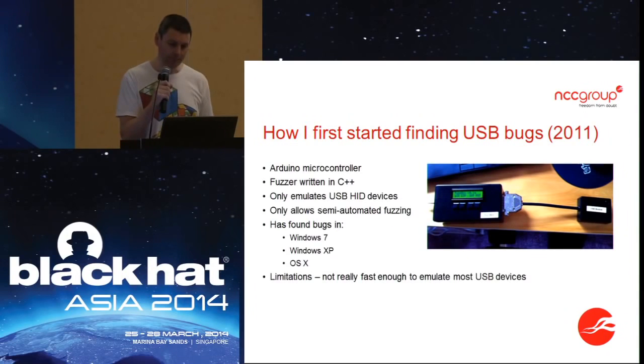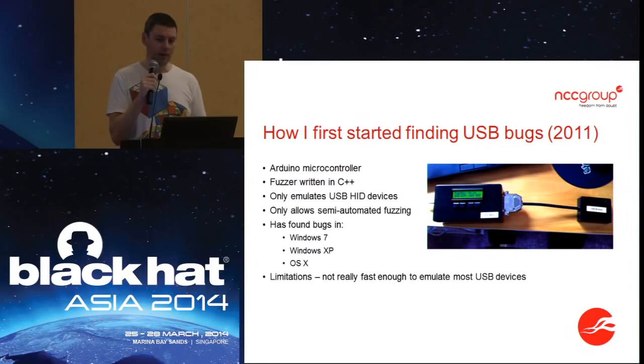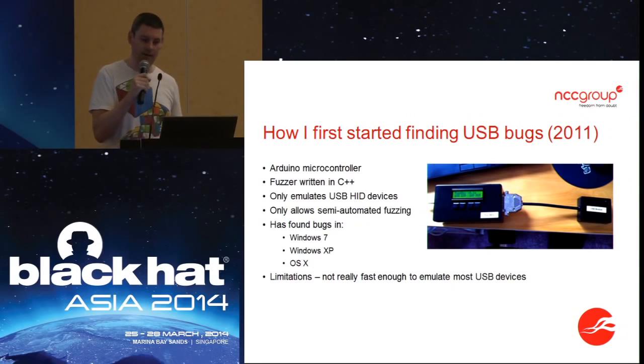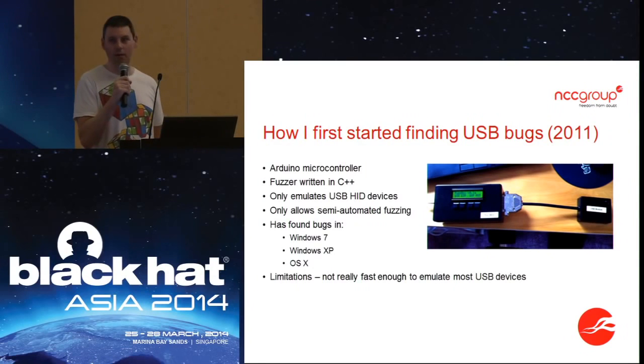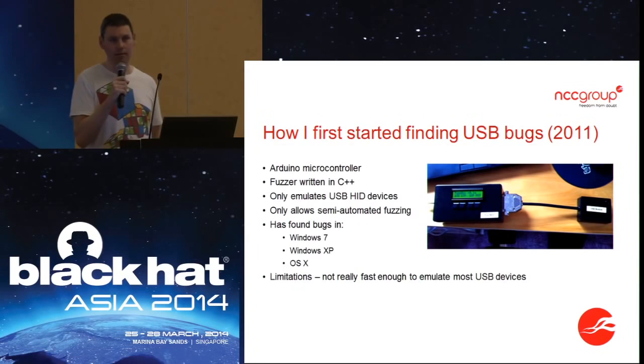So back in 2011, I had my first attempt at creating some hardware to emulate USB devices and used an Arduino microcontroller. So the fuzzer that I wrote was very basic in C++ for controlling this microcontroller. Because the microcontroller wasn't particularly powerful, wasn't particularly fast, I was only able to emulate USB low-speed devices like HID devices, so human interface devices, things like mice, keyboards, that kind of thing. And it only allowed for kind of semi-automated fuzzing.